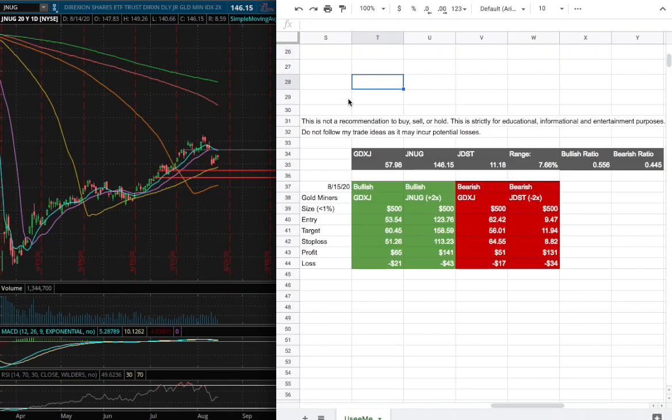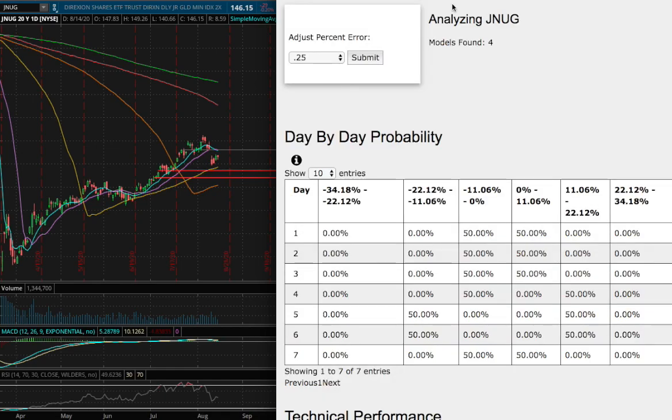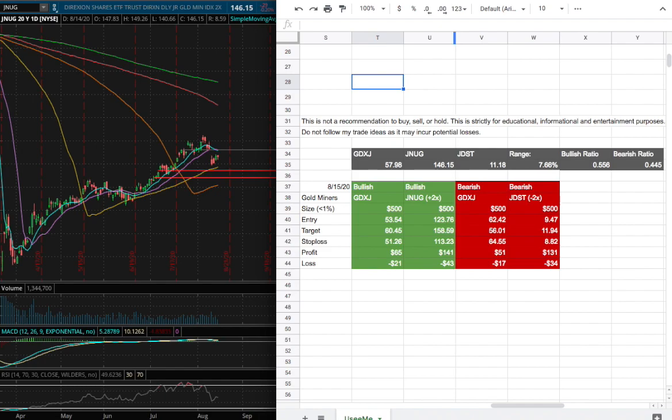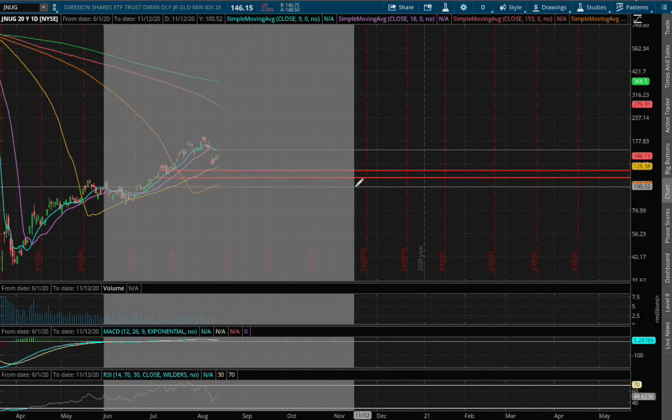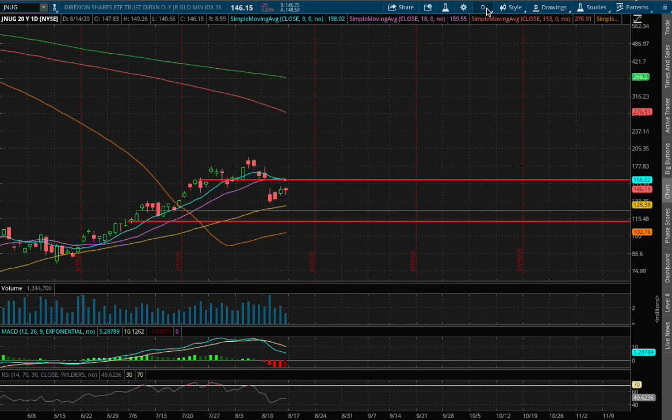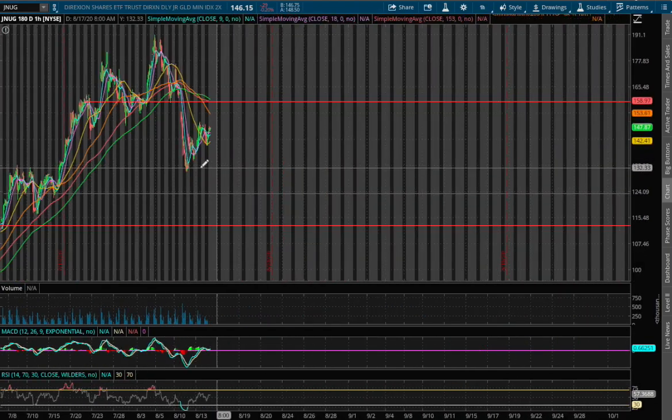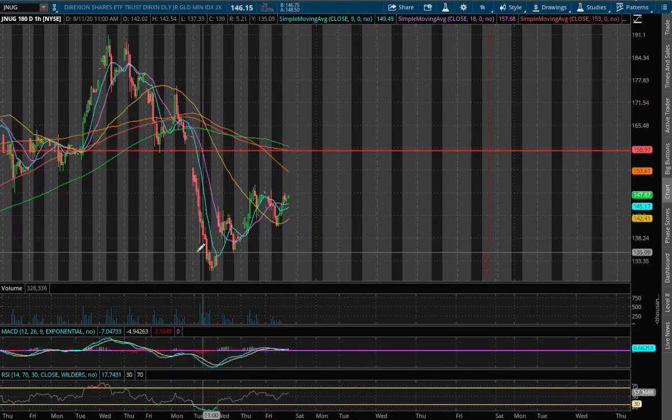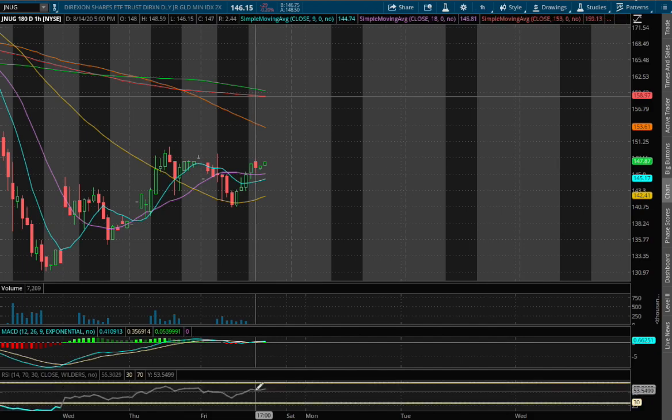In this video, we'll be going over my trade idea of the week, and we'll be going over the day-by-day probability models for JNUG and JDST. So let's start off with the technical analysis. On Friday, JNUG closed below 20 basis points. On the 1 hour chart, we have approached to positive MACD, and at the moment we are nearing overbought RSI.